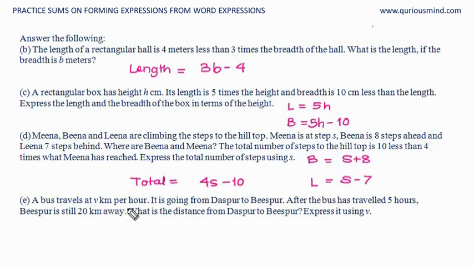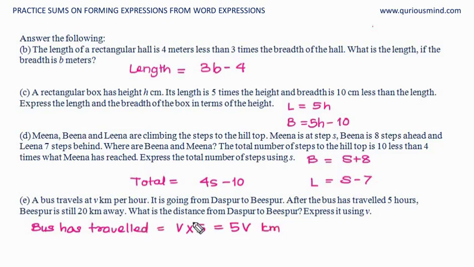A bus travels at v km per hour. It is going from Daspur to Bispur. After the bus has traveled 5 hours, Bispur is still 20 km away. What is the distance between them? Express using v. So now we know distance is equal to speed into time. So how much has the bus traveled till now? Its speed is v km per hour and it has traveled for 5 hours. So v into 5. So the bus has traveled a distance of 5v kilometers.